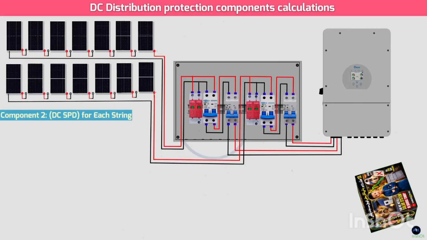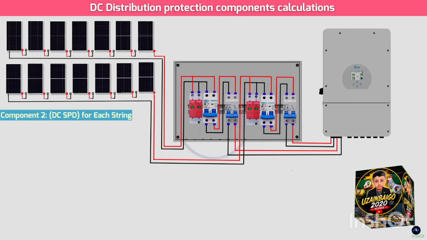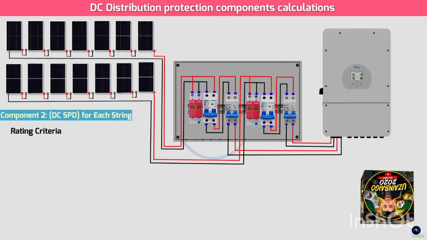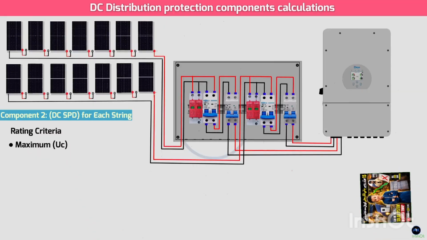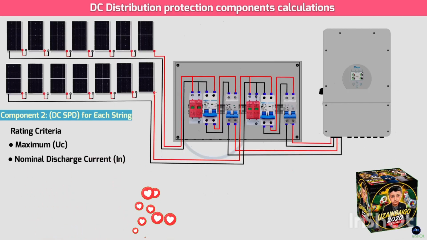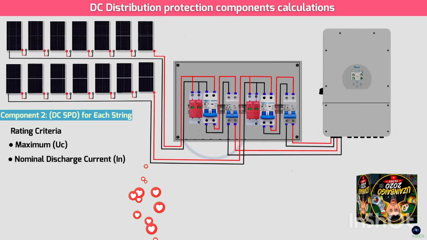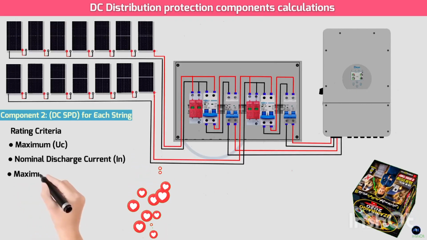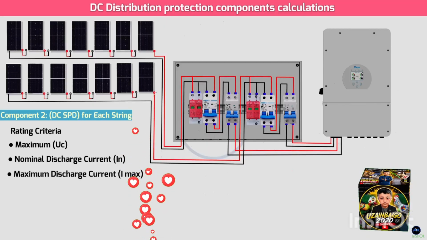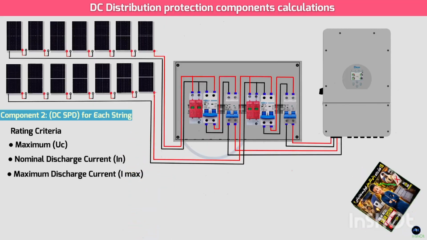Component 2: DC surge protective device, DC SPD, for each string. The DC SPD protects the inverter from voltage surges and lightning strikes coming from the solar array. Rating criteria. Maximum continuous operating voltage, UC, must be greater than or equal to the maximum open circuit voltage of the string at the coldest temperature. Nominal discharge current, IN, is the current level at which the SPD can repeatedly discharge surges, typically 20 kA for type 2. Maximum discharge current, Imax, is the maximum current the SPD can safely discharge once, typically 40 kA for type 2.